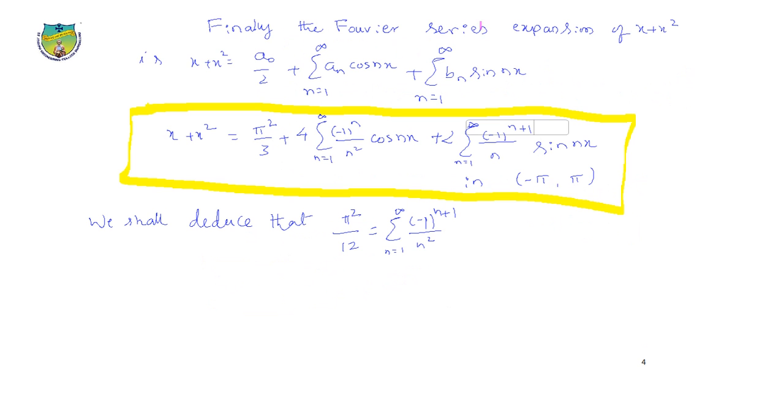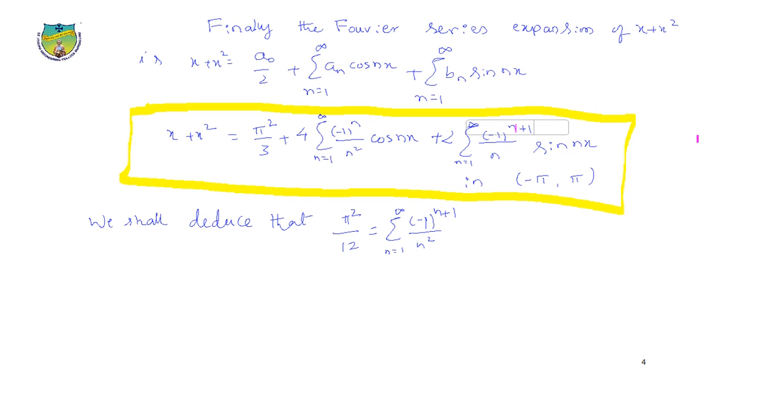Finally, the Fourier series expansion of x plus x square is a naught by 2, which is pi square by 3, and then an, that is minus 1 power n by n square into 4, that is an into cos nx, bn into sin nx.